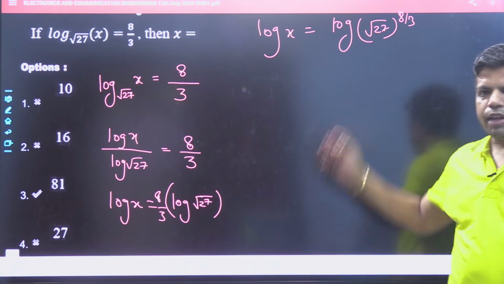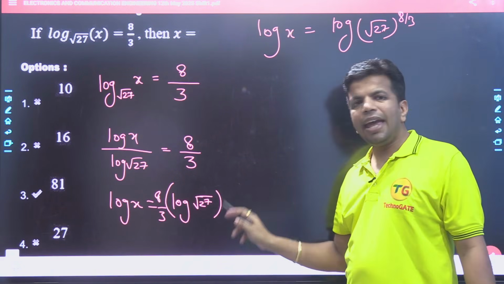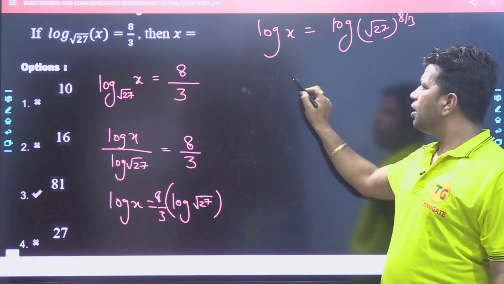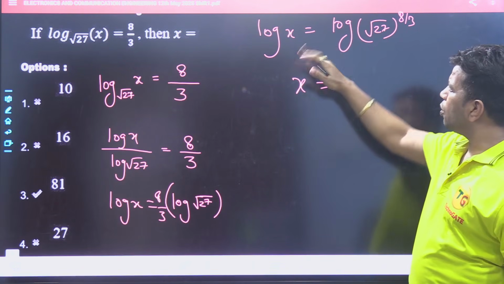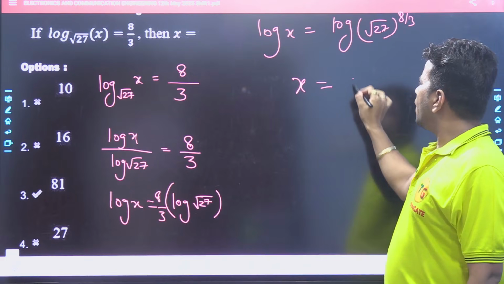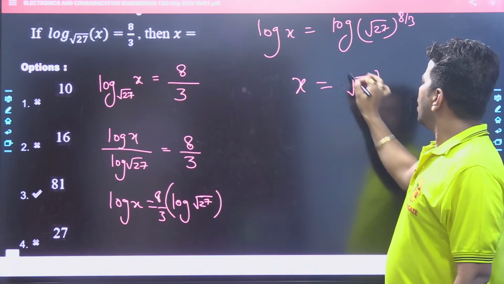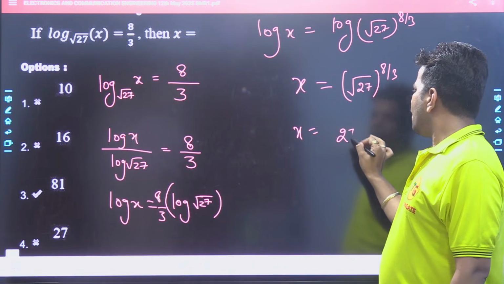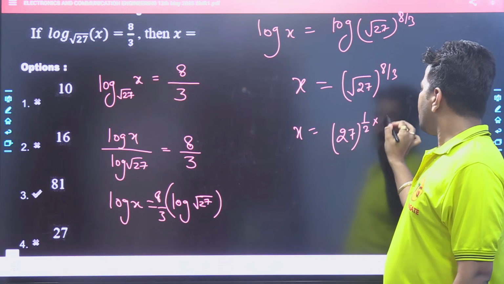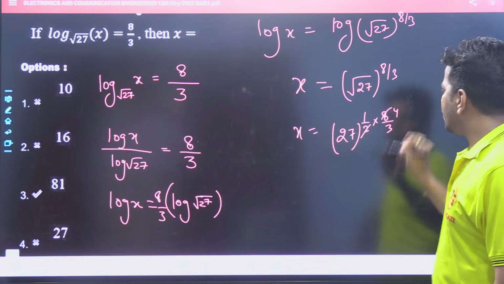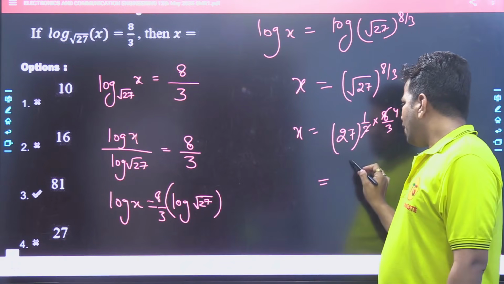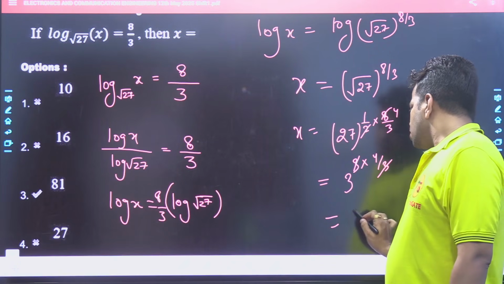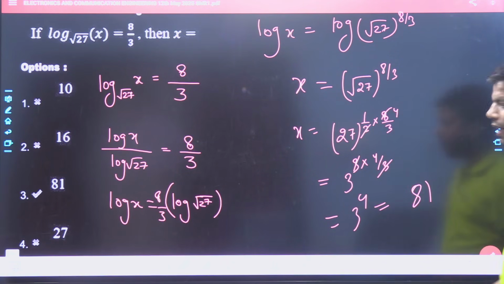Simply the formula: n log m becomes log m to the power n. We can cancel out log on both sides. So ultimately, if we compare the left hand side and right hand side, the value of x is simply square root 27 to the power 8 by 3. So x is 27 to the power 1 by 2 multiplied by 8 by 3. We can write 27 as 3 cube, so 3 to the power 3 multiplied by 4 by 3. We can cancel this out. 3 raised to 4 is how much? It's simply 81.